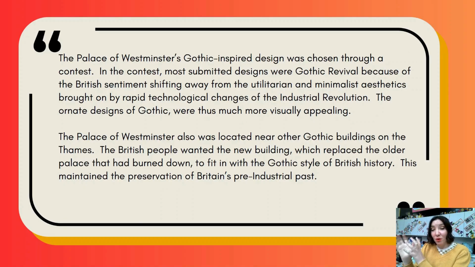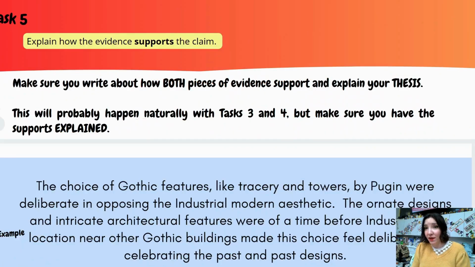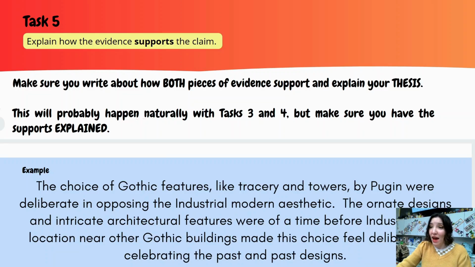So it has to be related. It being near Gothic buildings, that's really the evidence, but I'm starting to explain why. And the reason I'm explaining why already is so I can make sure that it's connected to the thesis. However, the next task point is the why. Task 5 is explaining how that evidence supports the claim. Typically, this task point happens at the same exact time as the last one.